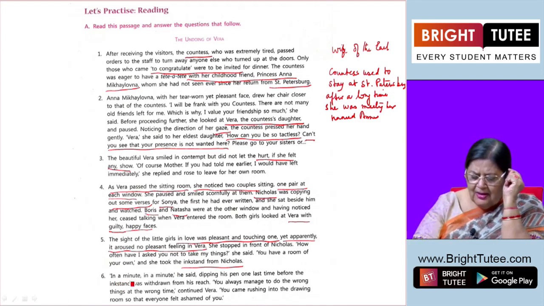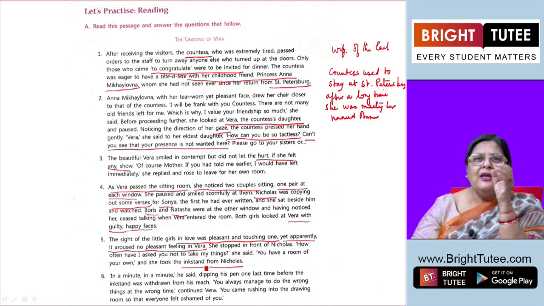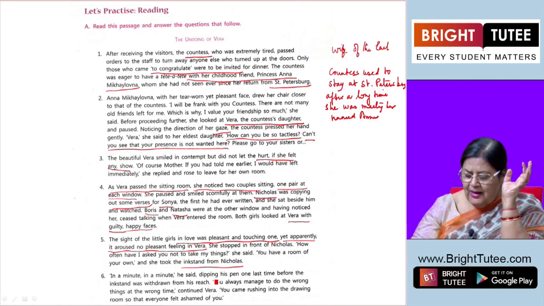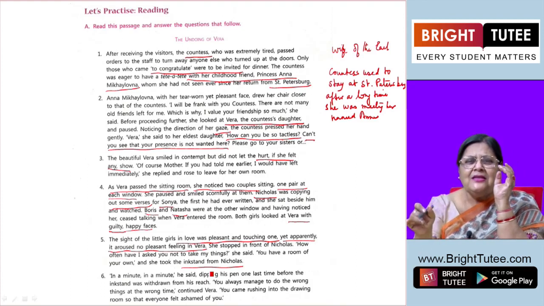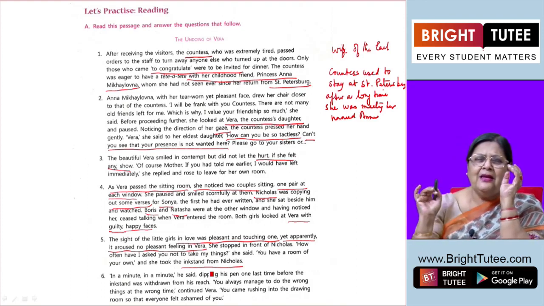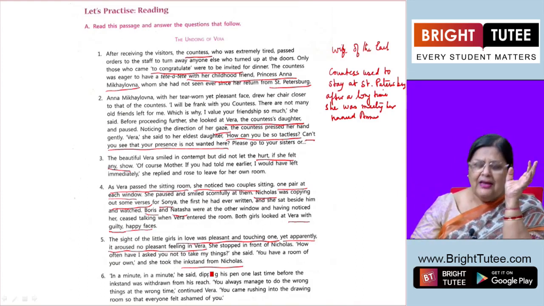In a minute, he said. He said, okay, in a minute I'll give it back to you, dipping his pen one last time before the inkstand was withdrawn from his reach. He said, "Okay, 1 minute, Vera. I will just touch the pen and I will bring it. I'll dip the pen and I'll take it off." But Vera didn't listen. She took away the inkstand. "You always manage to do wrong things at the wrong time," continued Vera.